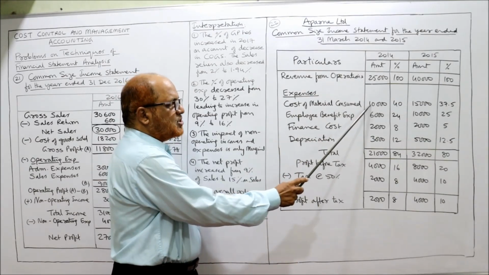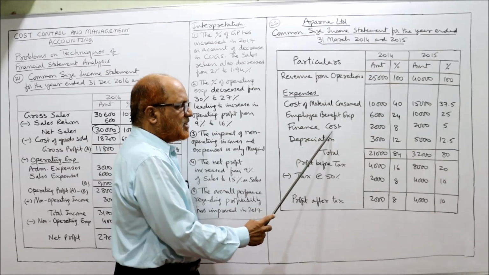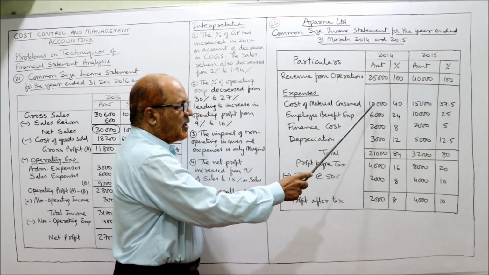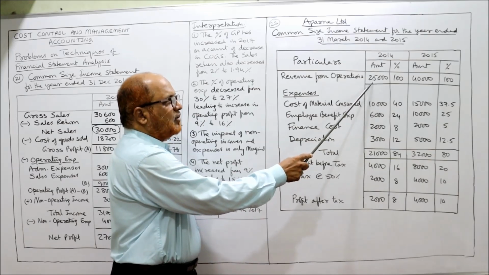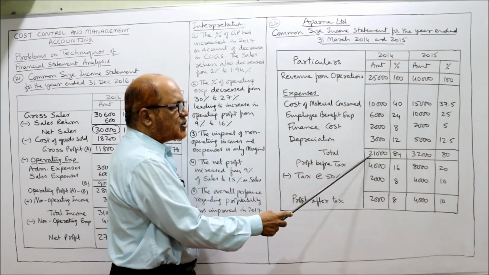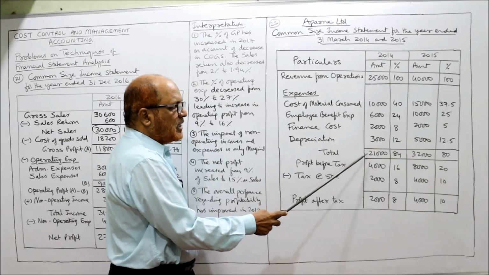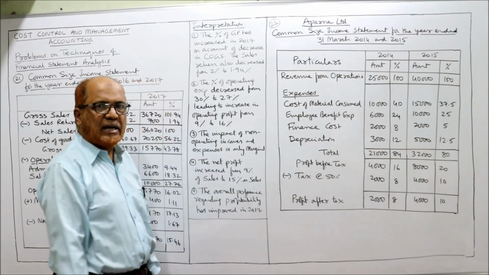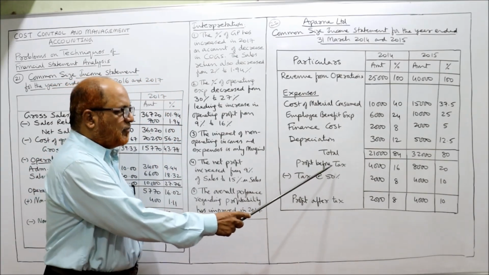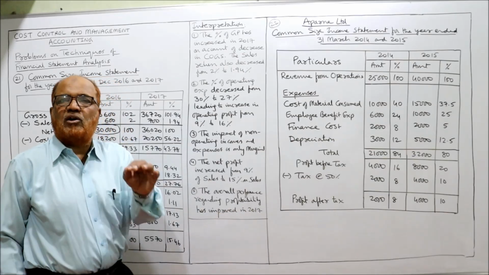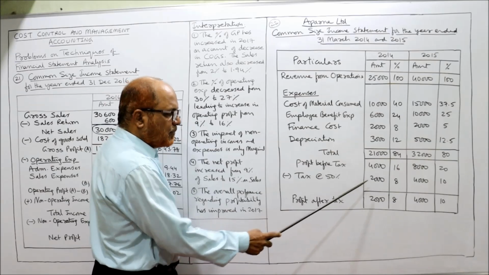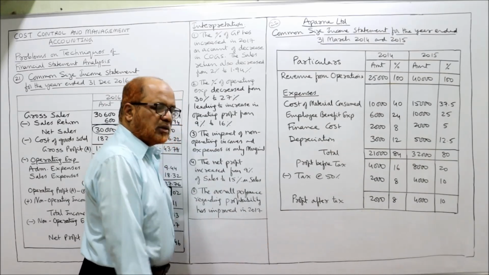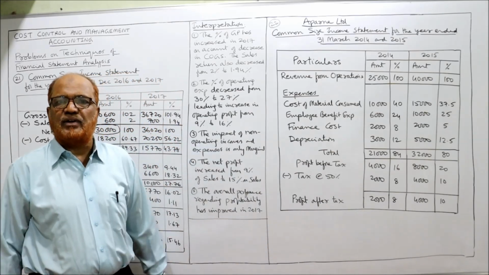Expenses: cost of material consumed, employee benefit expense, finance cost, depreciation. The total of the expenses is 21,000. 25,000 is the revenue from operation, 21,000 are the expenses. 25 minus 21, 4,000 is the profit before tax. From this profit before tax, deduct tax at the rate of 50%. So 50% of 4,000 comes to 2,000. The profit after tax is 2,000. This is the last year's figure.